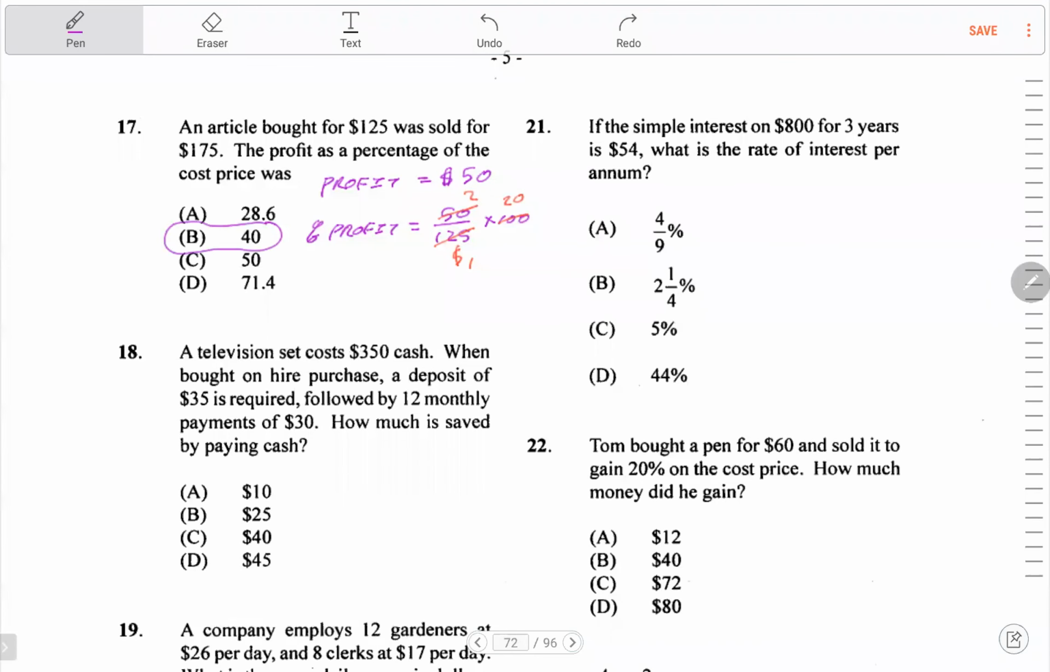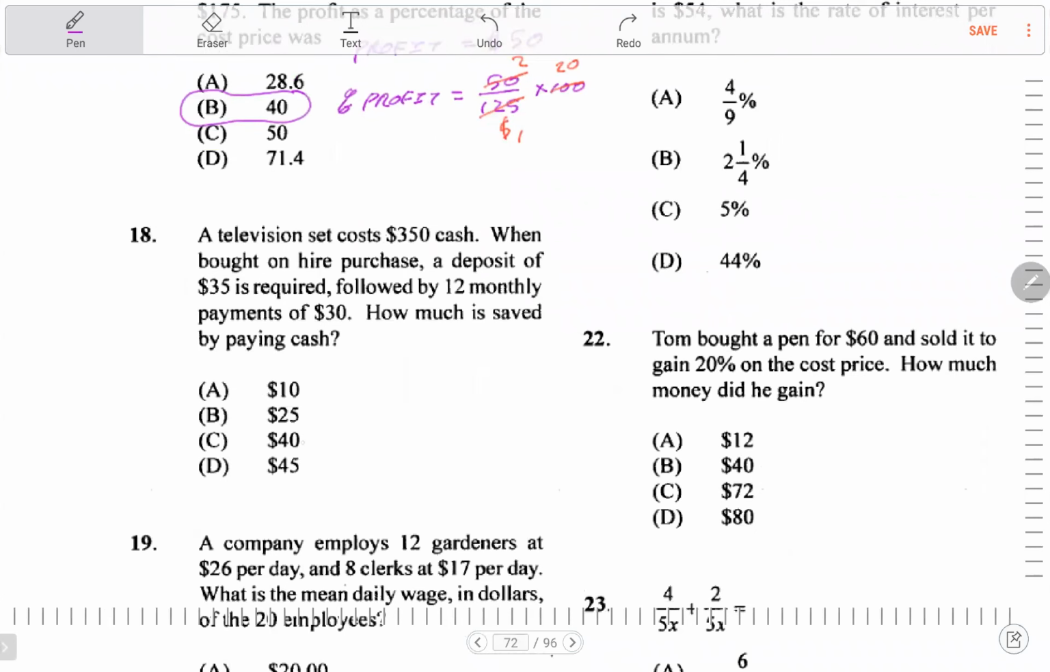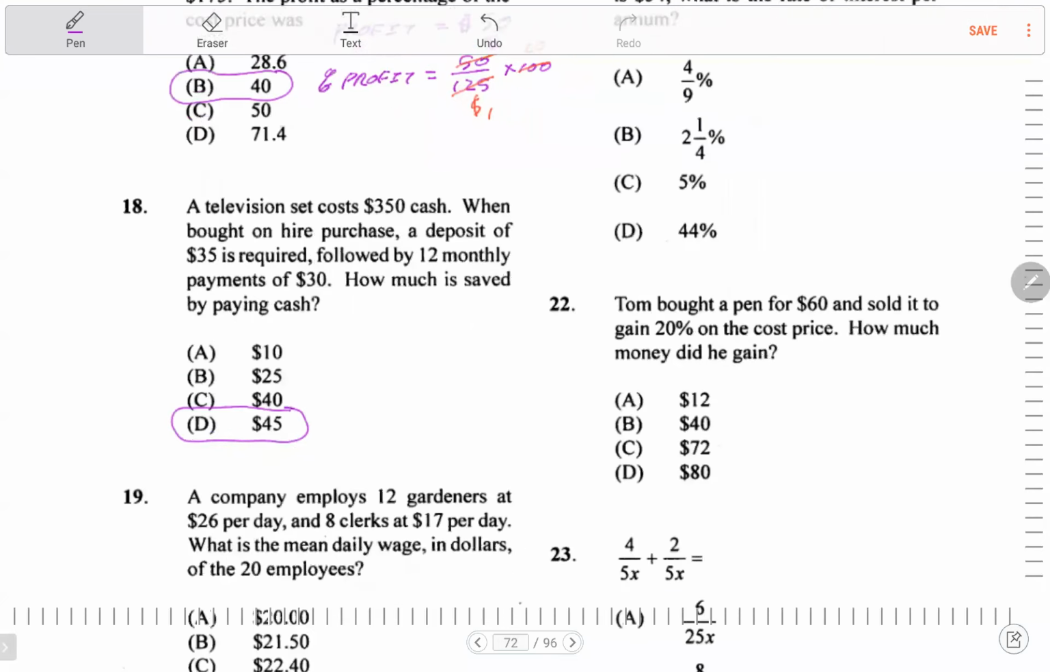That is left. We did this question already, the hire purchase question. I think we see it the 4th time now. The 45 was the answer. The total hire purchase was $295. All right. Next one.